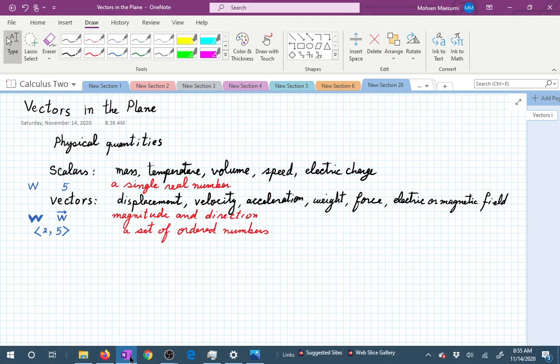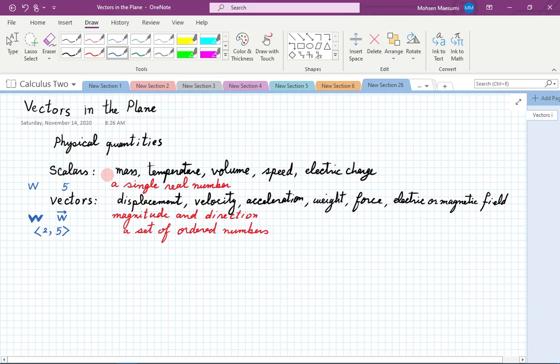One are called scalars. Scalars are defined by a single real number. Standard examples would be mass, temperature, volume, speed, or electric charge. Then we have vectors. Vectors are indicated by having a magnitude and direction, or being made out of a set of ordered numbers. Examples of vectors are displacement, velocity, acceleration, weight, force, electric or magnetic field.